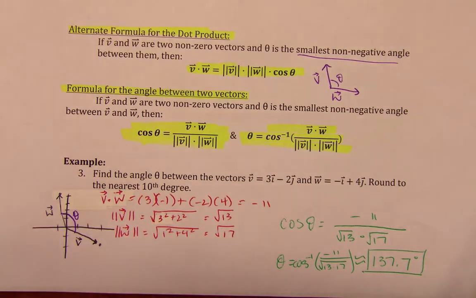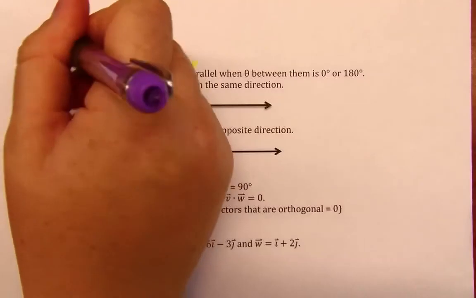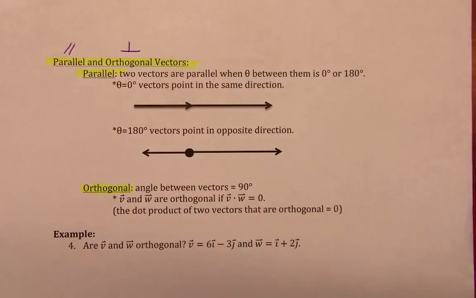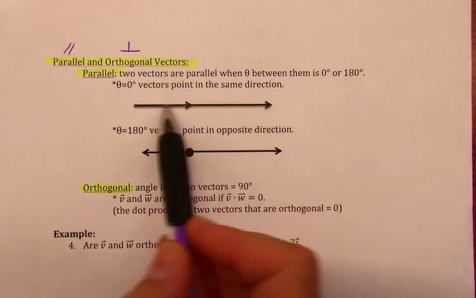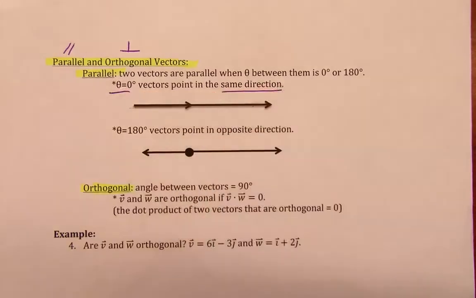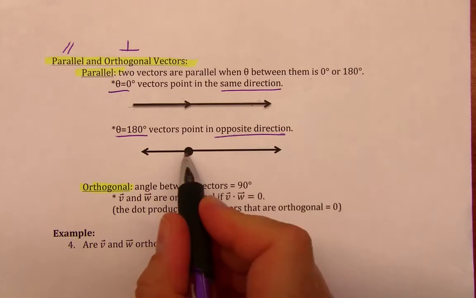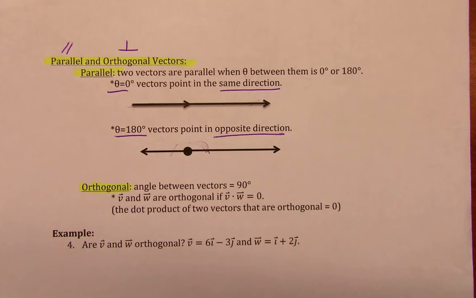Okay. Now I'm going to go ahead and flip the page. And we're talking about parallel and orthogonal vectors. Now you know what parallel means, and I'm just going to write the symbol above it. Orthogonal means the same thing as perpendicular, but that's the word we use when we're talking about vectors. So parallel vectors are two vectors where the angle theta between them is either 0 or 180. So if they're pointing in the same direction, the angle is 0. If they're pointing in opposite directions, so they both start here and this one points this way and this one points this way, they're still parallel, but the angle between them is 180.